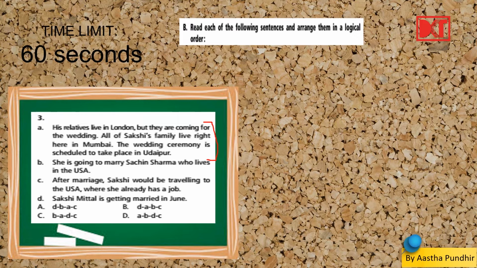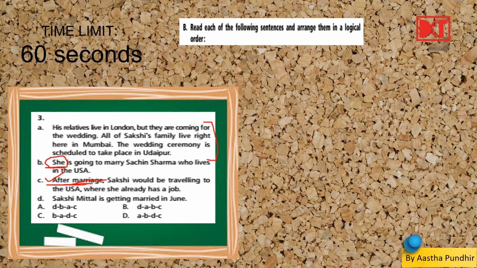Then we see she is going to marry Sachin Sharma who lives in the USA. Okay, here it starts with she. We don't have any name, we don't know who she is. This also cannot be the starting. Then after marriage, Sakshi would be traveling to the USA where she already has a job. Again you see after marriage. So this is a sentence which will follow another sentence because we're talking about after something happens, after marriage.